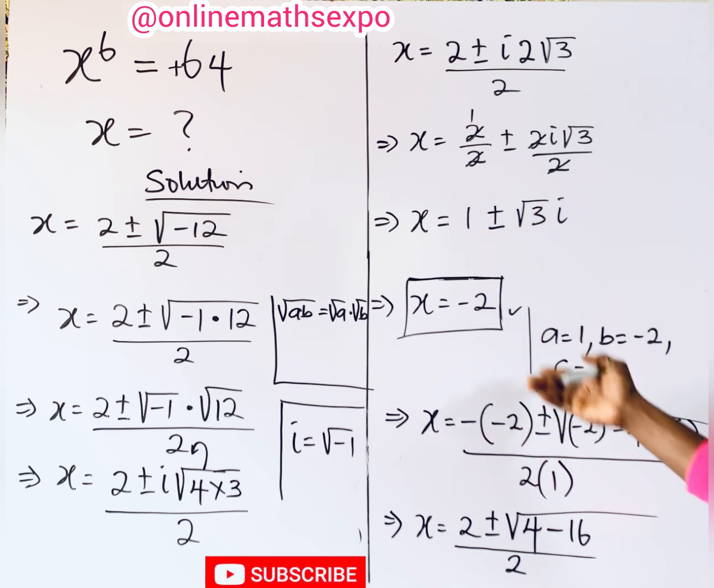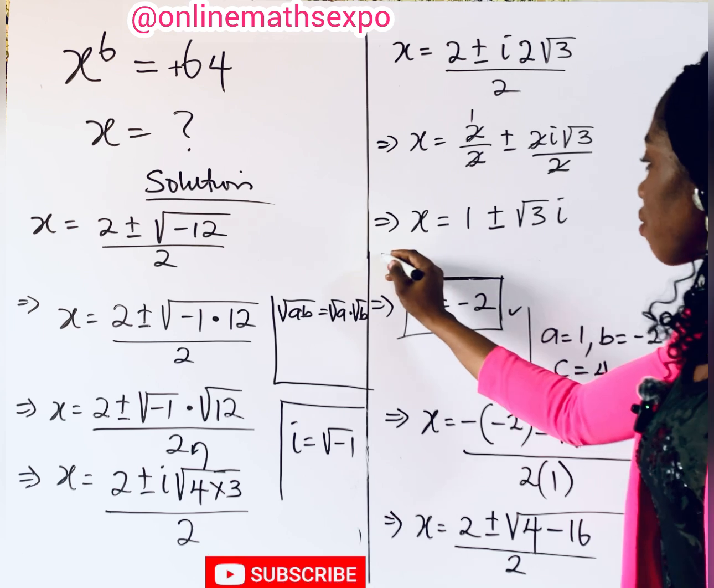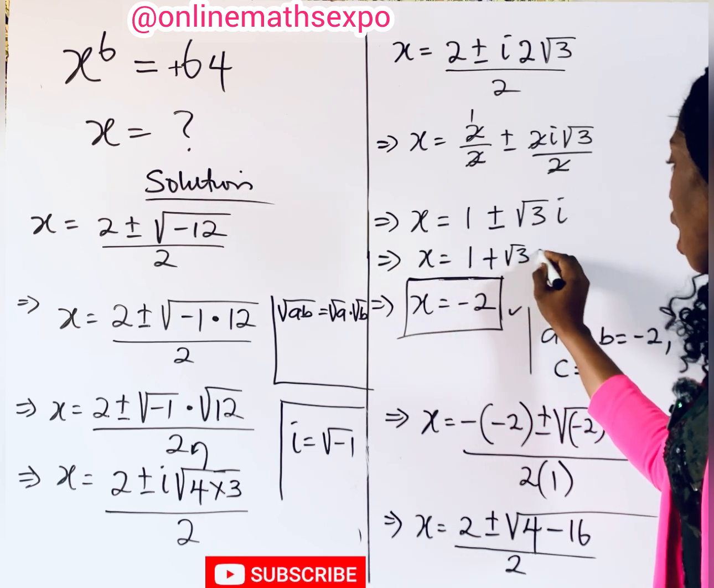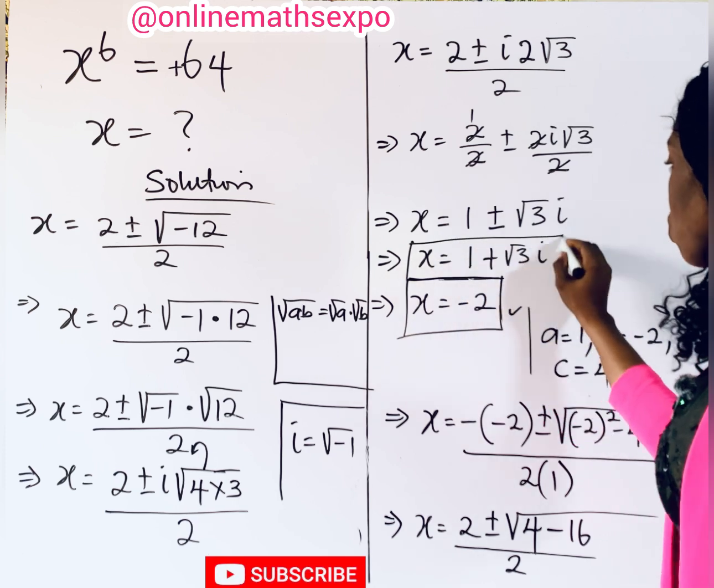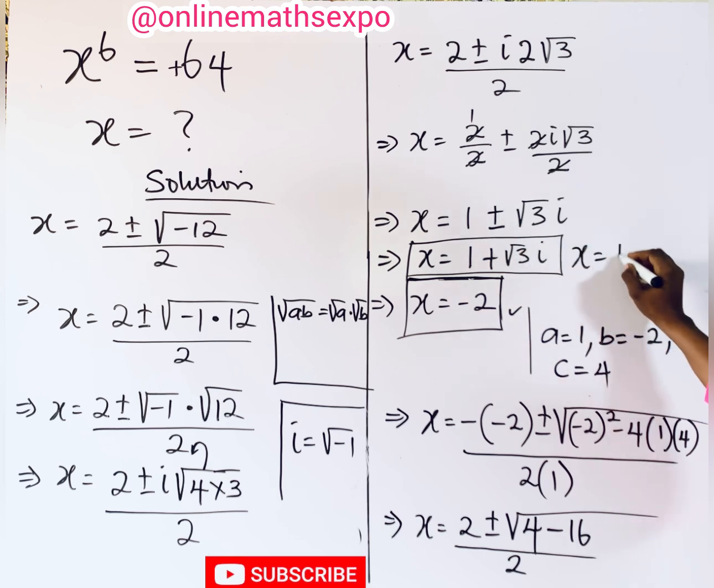Did you see it? So we have gotten this solution, and to split it, we are going to now have it as x is equal to 1 plus i root 3. Okay, this is one solution of x. And we also have x is equal to, take the negative now, so we have 1 minus i root 3.